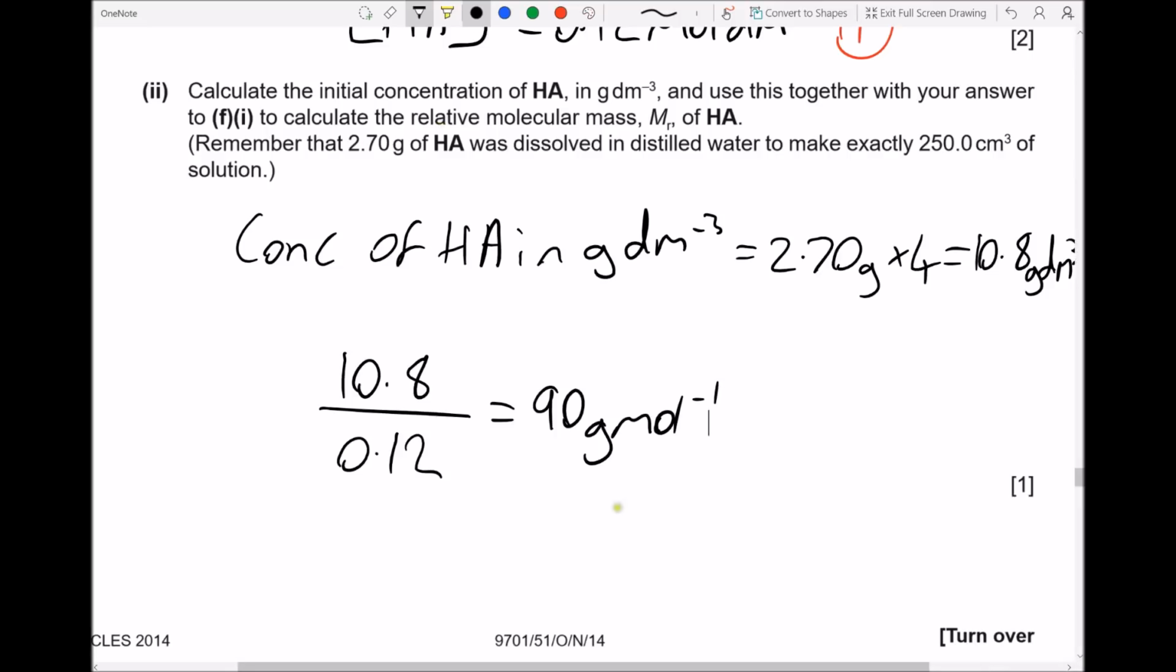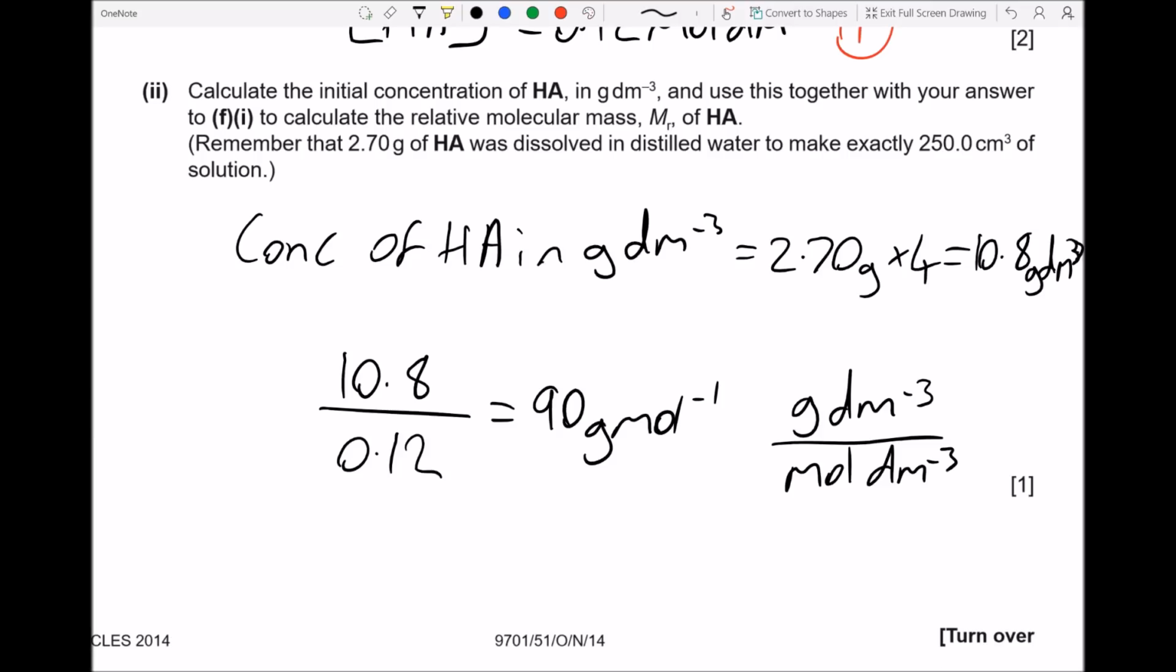This is the units for relative molecular mass, grams per mole, because basically if we had a mass of 90, we had 90 grams, that would be 1 mole of any substance. You can see how you can work out the units here as well. Because if I take the units, this is grams per decimeters cubed, remember. This was the concentration here. And then the concentration in moles per decimeters cubed.